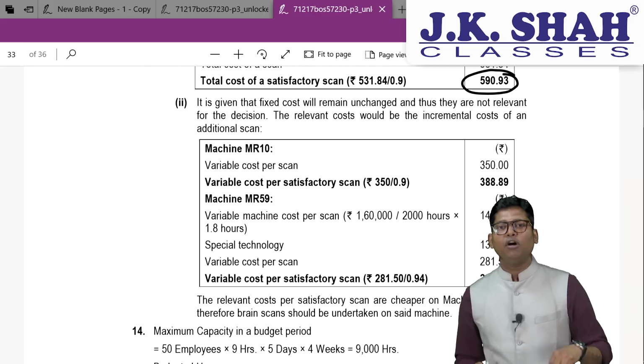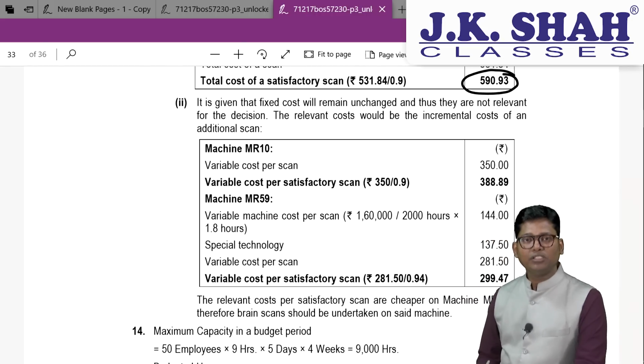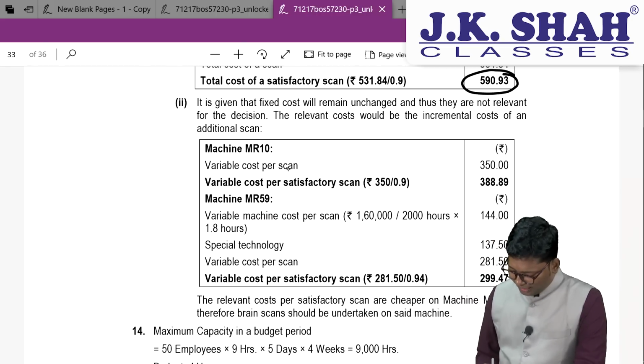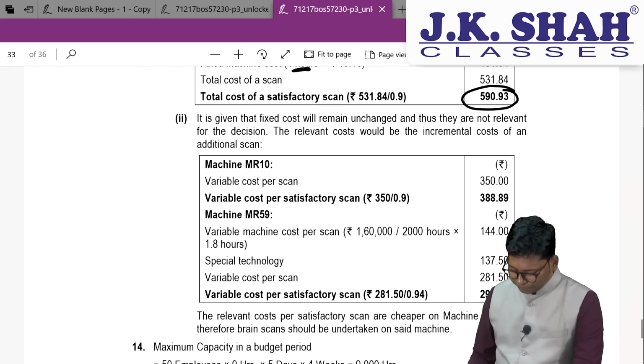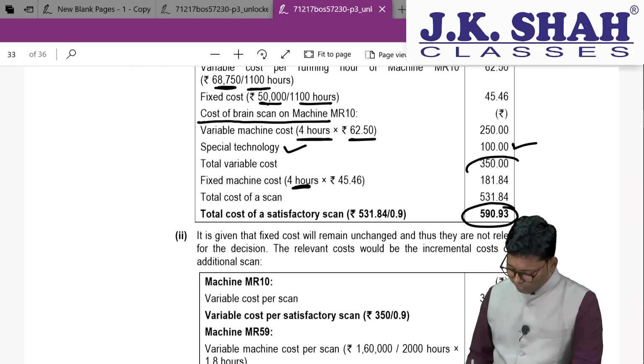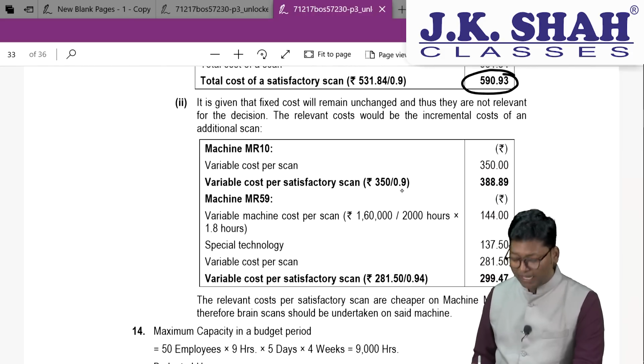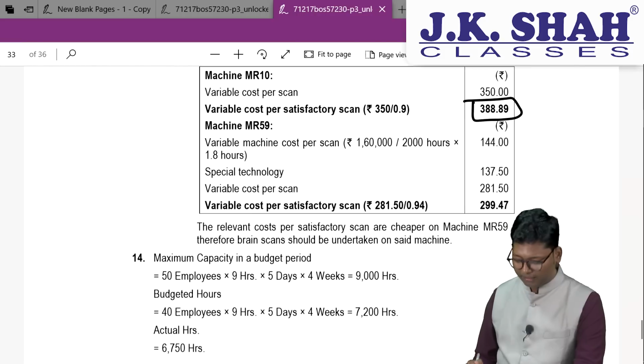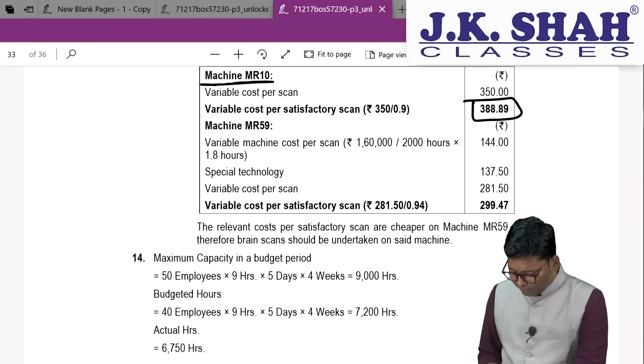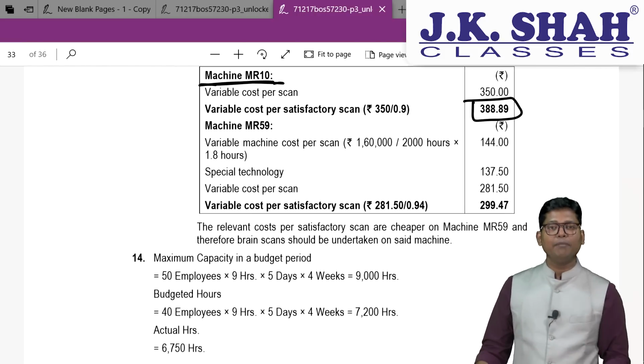The relevant cost would be the incremental cost of an additional scan. Now the variable cost per scan is 350. So 350 is your total variable cost. When you divide it by 0.9, the rejection adjustment, 388.89 is computed. Done. This one was related to MR10.